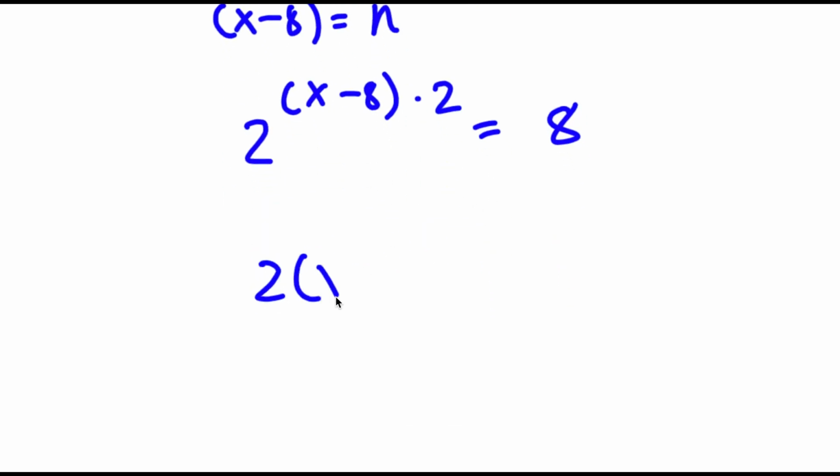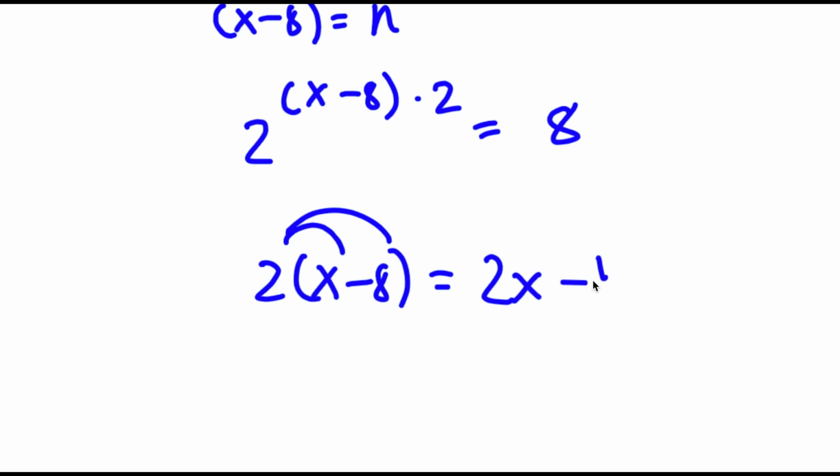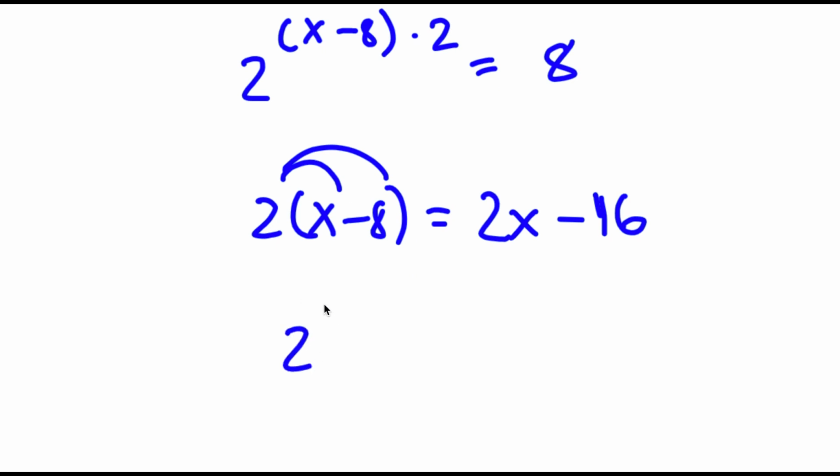Now, 2 times x minus 8, this is equal to, well, I have to distribute the 2. 2 times x is 2x, and 2 times negative 8 is negative 16. So I have 2^(2x-16) is equal to 8.